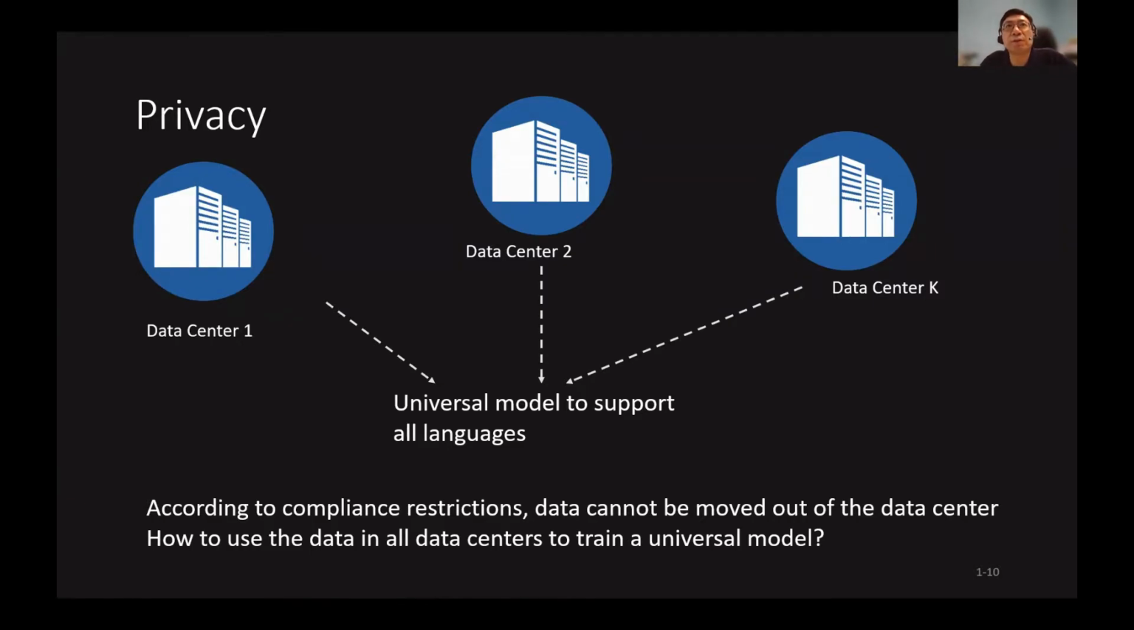And another challenge for suggested reply is the data privacy issue. So currently, Outlook data for different countries are stored in their corresponding data centers. According to the compliance restriction, this data cannot be moved out of the data center. However, we need to train a universal model to serve all the languages because users in the same region often speak multiple languages. If we only use the data from a single data center to train the universal model, the data may not be sufficient, and we actually waste the data from other data centers. Unfortunately, due to the compliance restriction, we cannot mix the data from all the data centers.